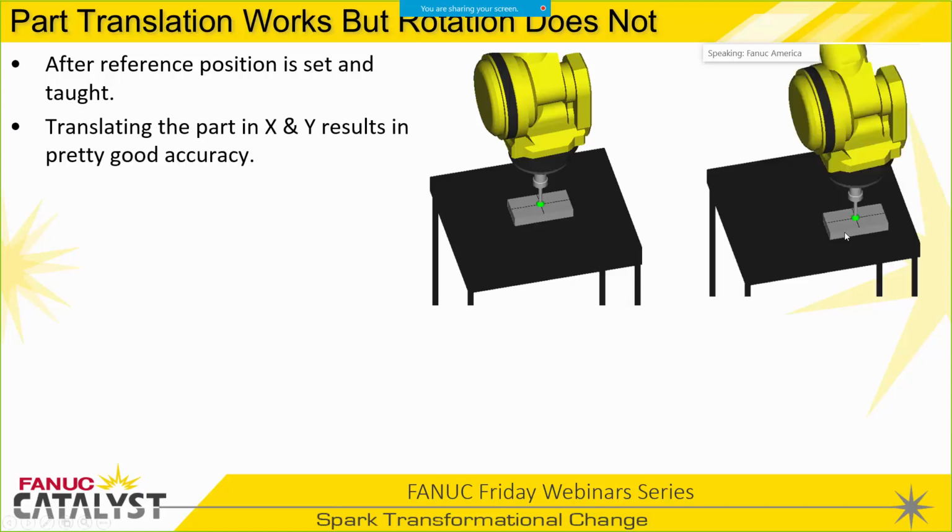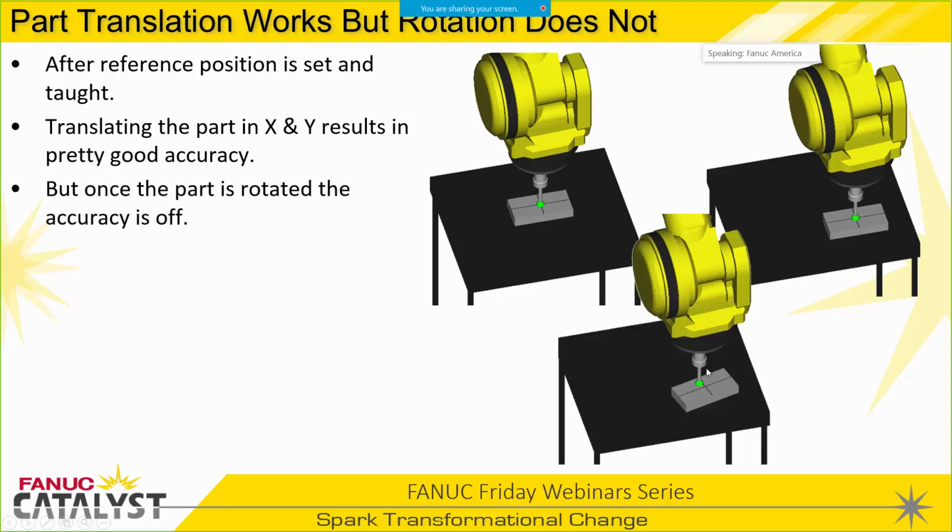We go ahead and we translate that part. We just move it in X and Y in the offset frame, and we run our vision, and lo and behold, the robot goes right back to the taught reference position on the part. Works great. But then when we rotate the part even a little bit, it's no longer very accurate. We're off.